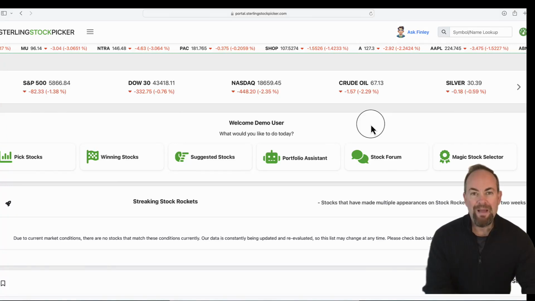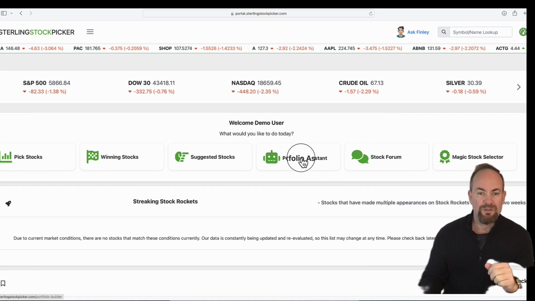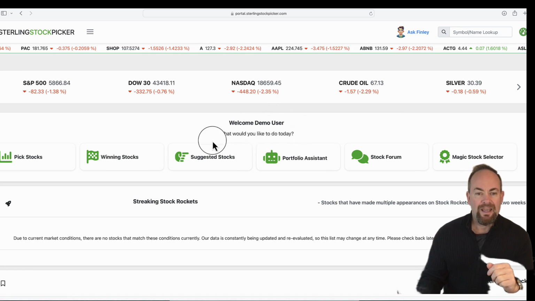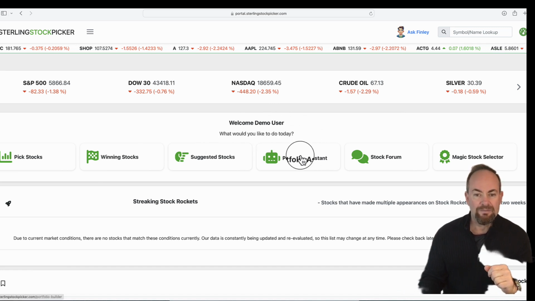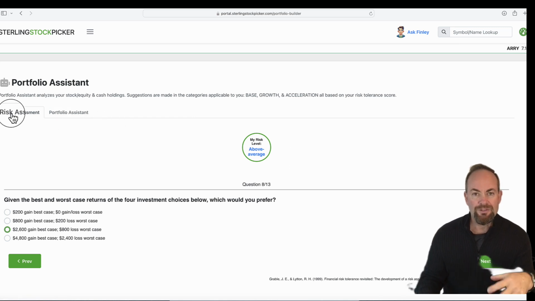One of the most powerful tools on our platform is the Portfolio Assistant. When you're on the home page, you can easily see the Portfolio Assistant is located just under your name and the question, what would you like to do today? Click through to the Portfolio Assistant and you'll be brought to our risk assessment questionnaire.